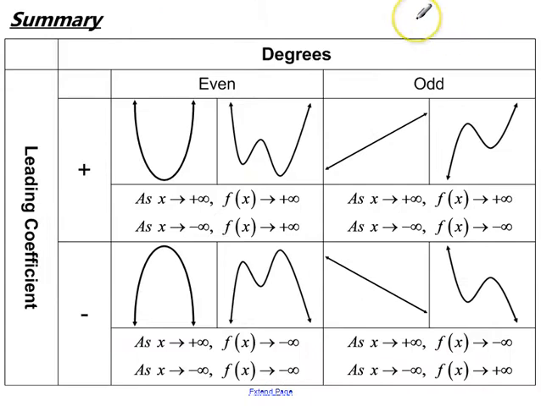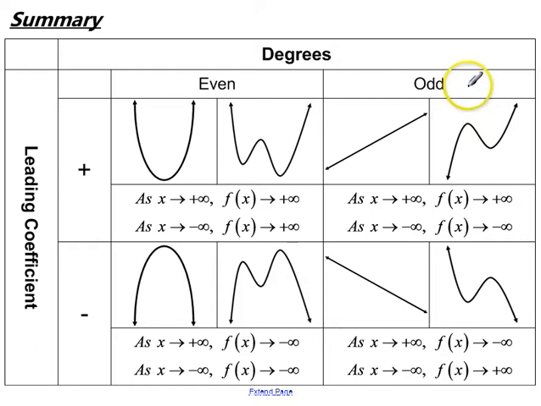If we want to summarize the end behavior of these 4 common polynomial functions, we can categorize them by degrees and by the leading coefficient. If you look at even degree polynomial functions, their end behavior will be the same. So if the leading coefficient is positive, they will both go up to positive infinity on the end behavior. And if the leading coefficient is negative, both of the end behaviors will go downwards.